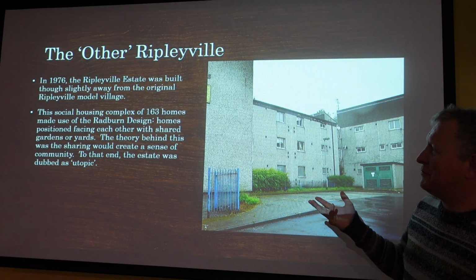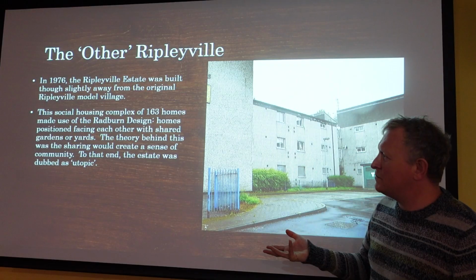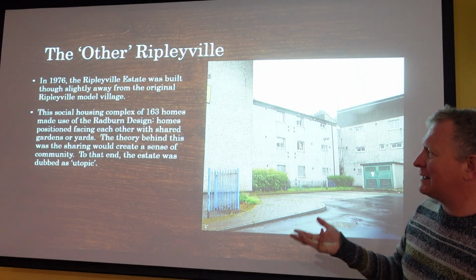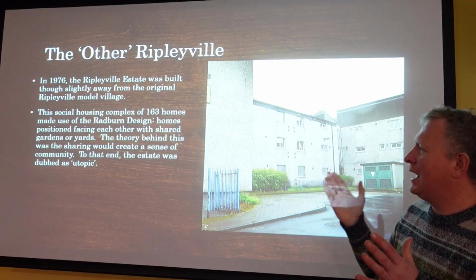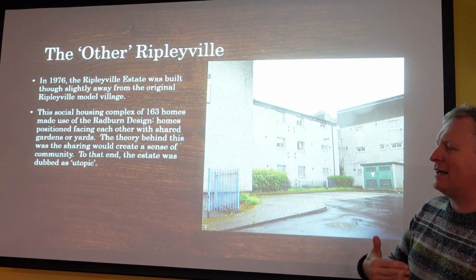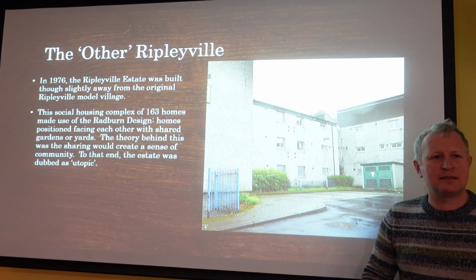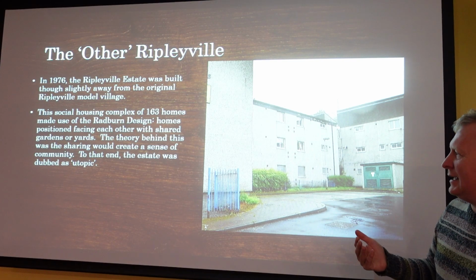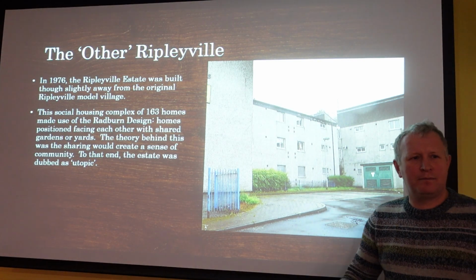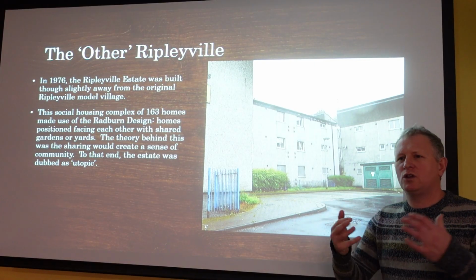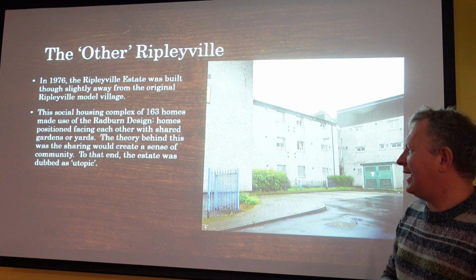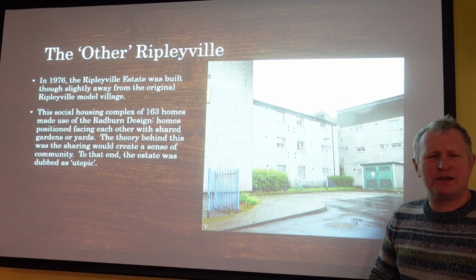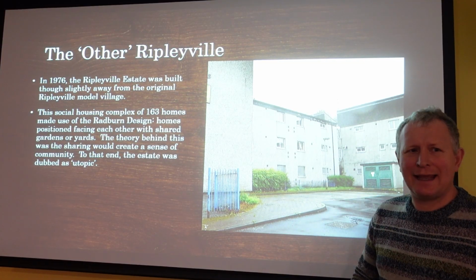So it was a complex of 163 homes, and it made use of what was called the Radburn design. It's like a courtyard system. Houses face each other. They have shared gardens or yards. So the theory is that because you have a shared bit of land outside, people go out and mix and get on with one another, and it creates this community spirit, and it's so totally naive.